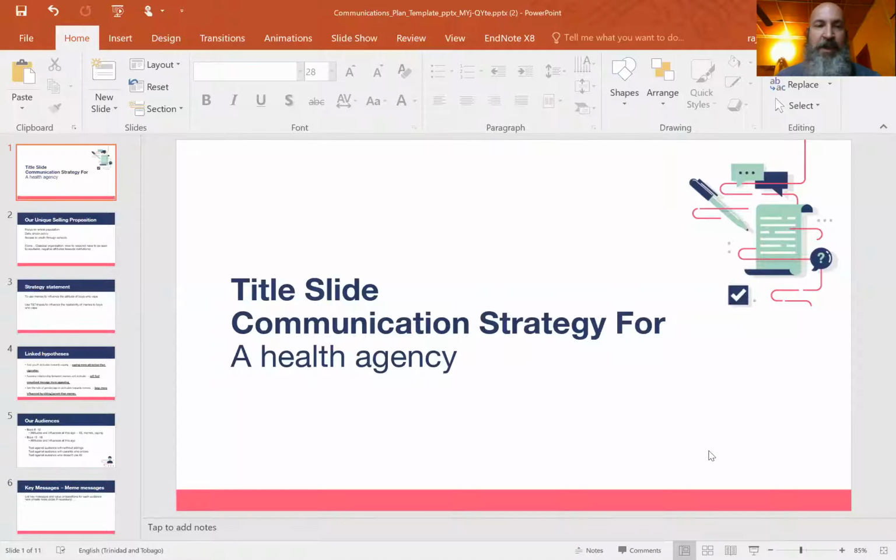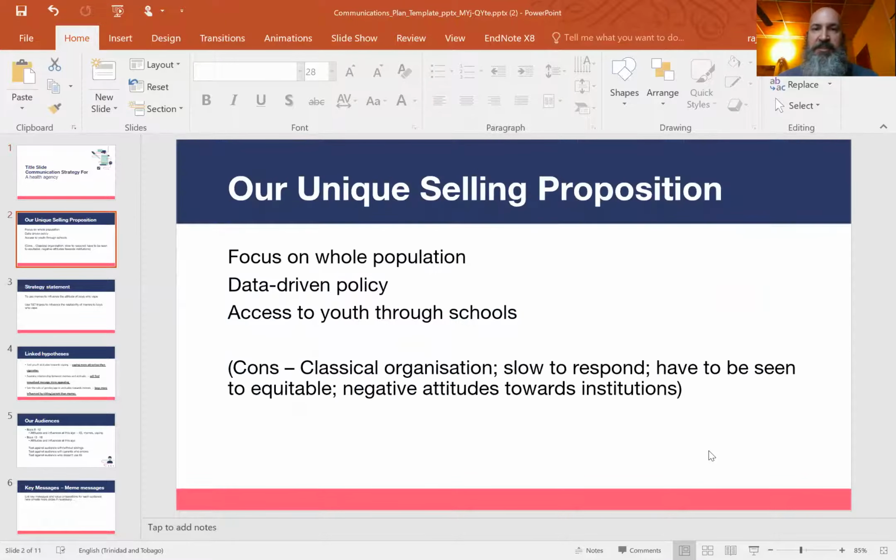I've decided I'm a health agency, maybe a Ministry of Health, for example. And I just outlined some of the unique selling propositions. So what this organization is about. It doesn't have to be a real organization. And so some of this is going to be made up, but I would like you to come up with something probable.